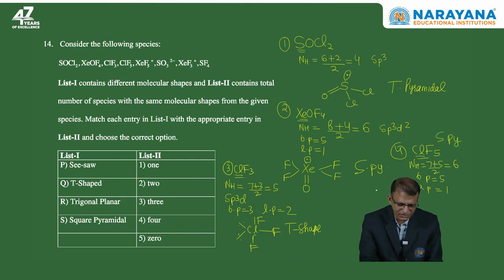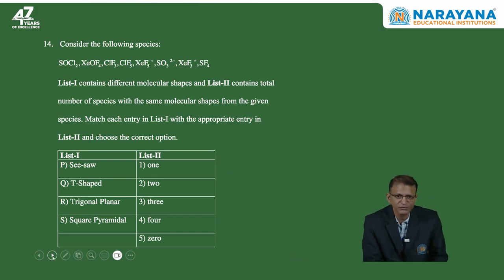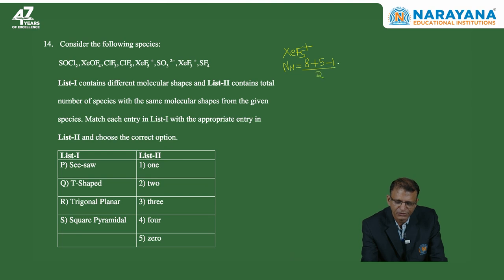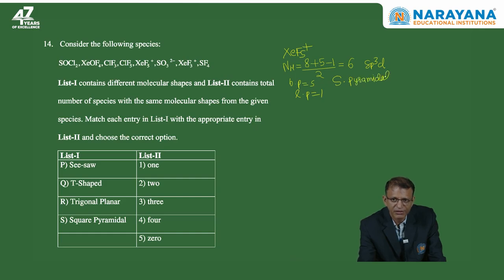Till 4 we have discussed. For the remaining molecules, let us move to the next page. So here XeF5 plus is there. The central atom is xenon. If we try to write the number of hybrid orbitals, 8 electrons are there in the valence shell. There are 5 surrounding atoms, but it has lost 1 electron, divided by 2. So this is 12 divided by 2. So hybridization will be sp3d. Again, bond pairs are 5 in number and the lone pair will be 1. So from here we can say that the molecule will be square pyramidal. So this is also square pyramidal.